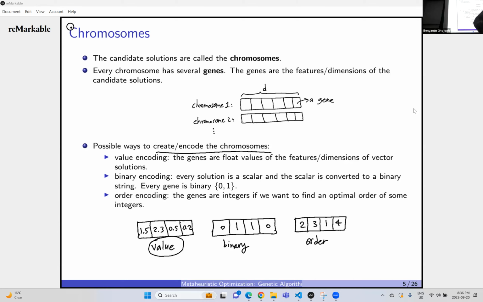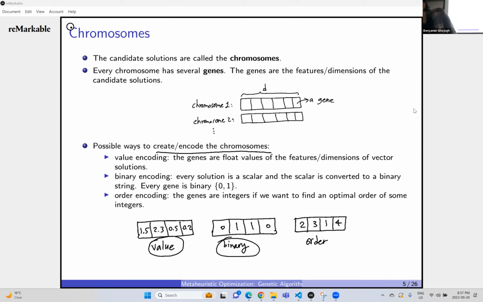Sorry, integer scalar. Do you agree that I can convert it to binary string? Right? So I can have a binary string. In at least two cases, you can have binary chromosomes. Either you have a scalar optimization variable and you convert it to binary, or your optimization variable is actually a binary vector. For example, you have some features you want to see whether they should exist or not, right? The features might be binary actually.